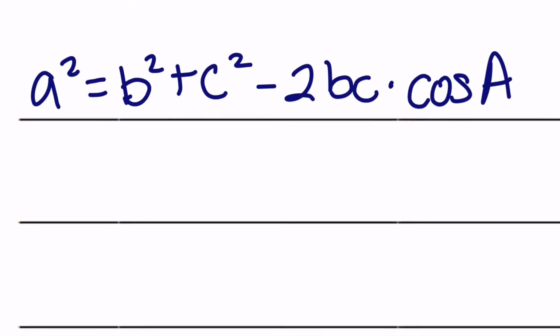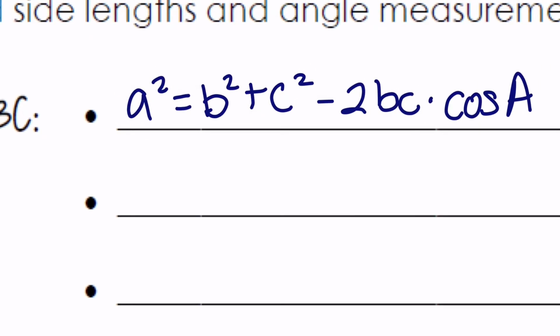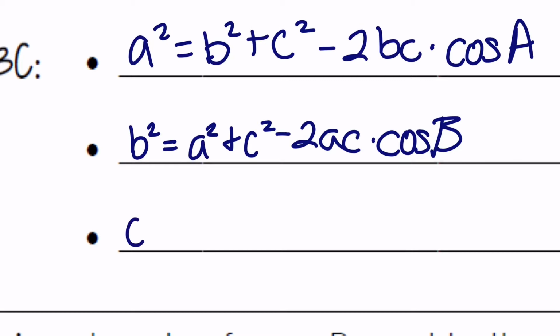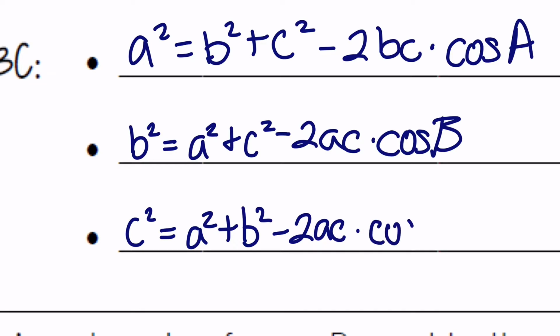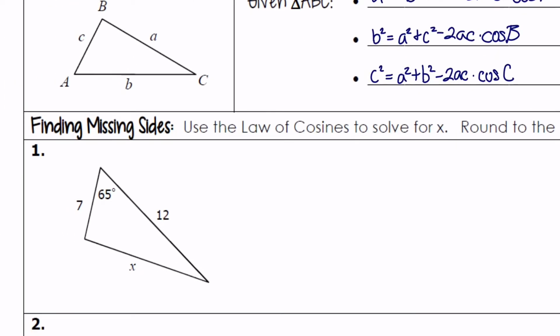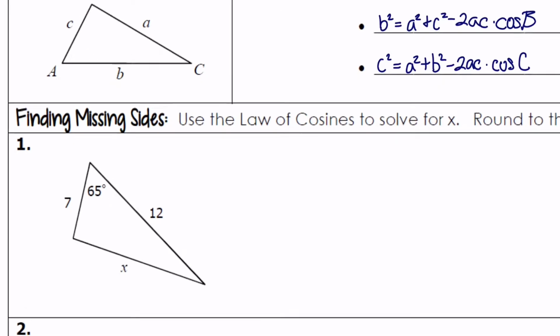Okay, and so it's the same for B and C as well. So B squared equals A squared plus C squared minus 2AC times the cosine of angle B. And C squared equals A squared plus B squared minus 2AB times the cosine of C. Okay. So I feel like this is easier to do when it's put to use.